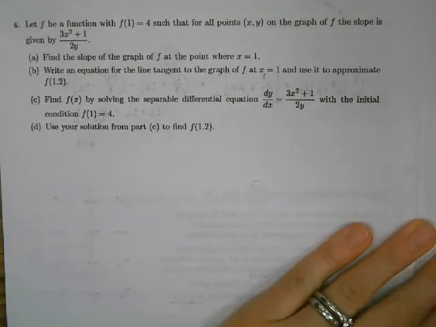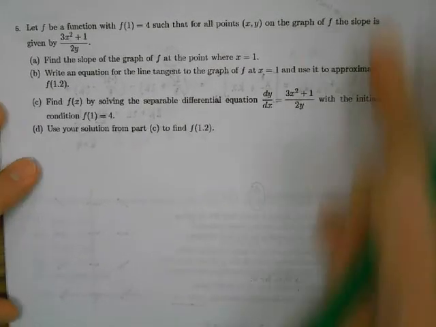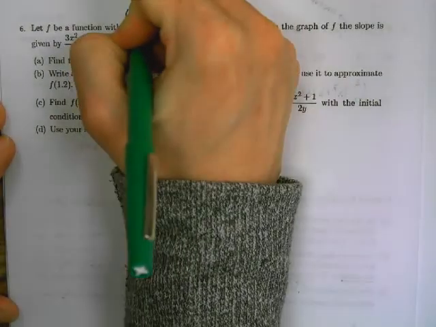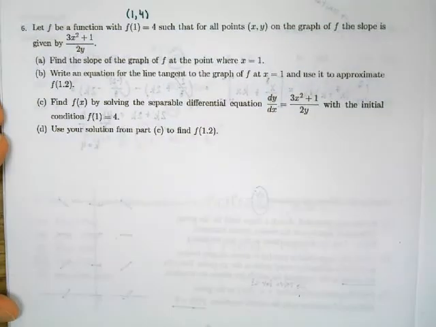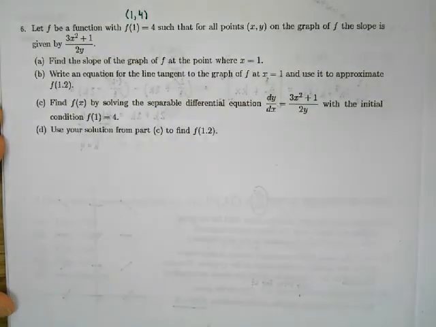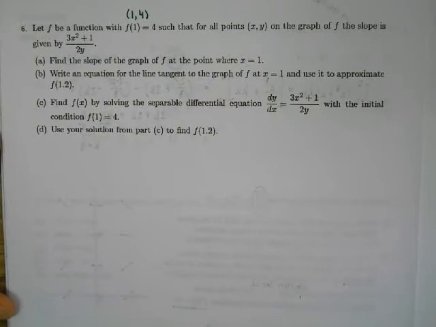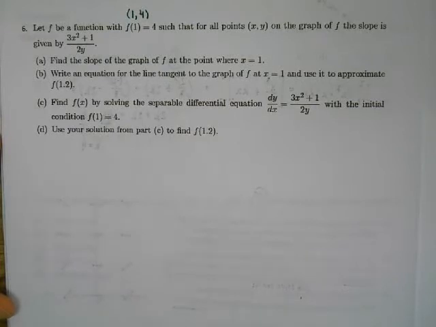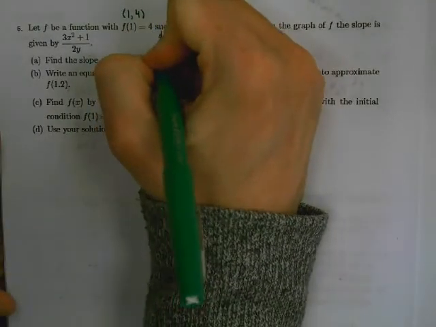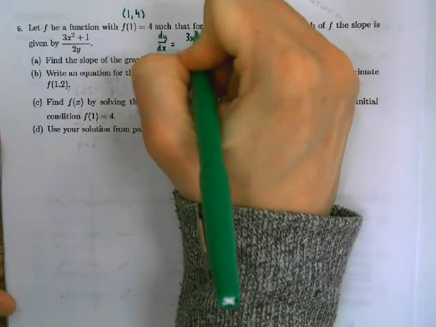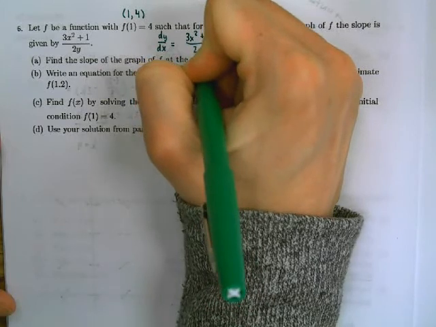All right, so it gives us, let f be a function with f of 1 equals 4. So what they're giving us is a point there, (1, 4), such that for all points (x, y) on the graph of f, the slope is given by (3x squared plus 1) over 2y. So since that's a slope, what we know really is dy/dx, our slope, is (3x squared plus 1) over 2y.